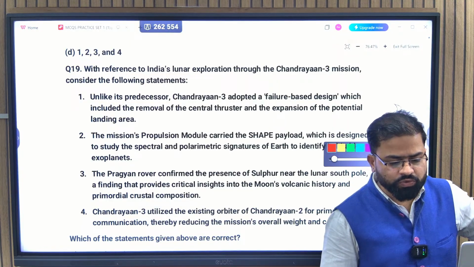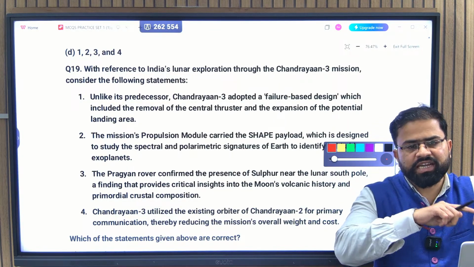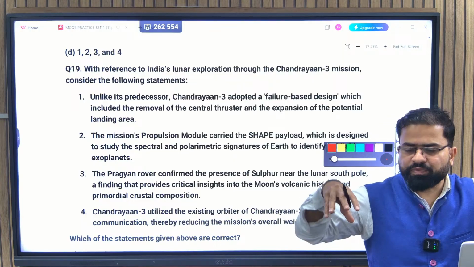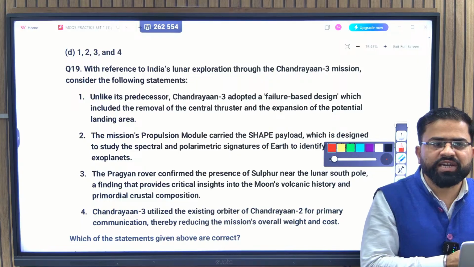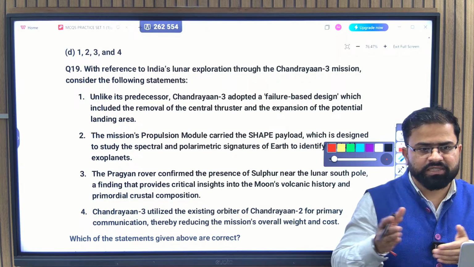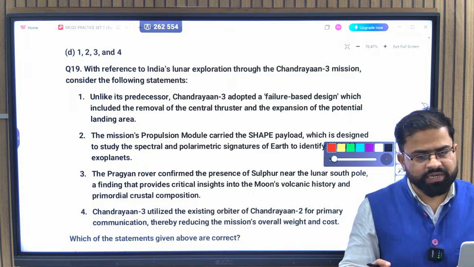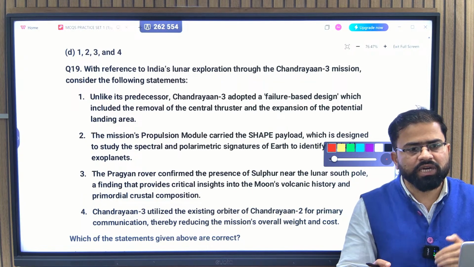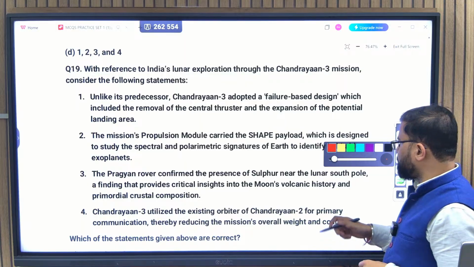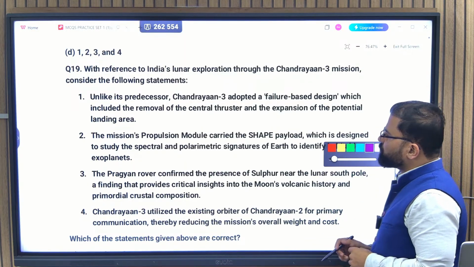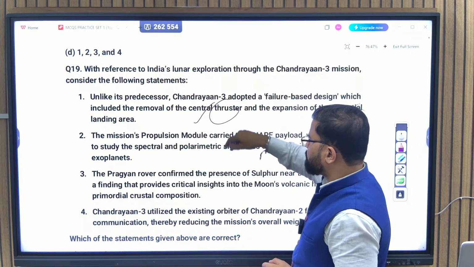For example, Chandrayaan-2 failed because its lander had 5 legs. So in Chandrayaan-3, we have what? The center leg is removed. Now it has 4 legs. Apart from that, the selected site was very small, 500 meters by 500 meters. But in Chandrayaan-3, the selected region was 4.5 by 2.5 kilometers in range. Apart from that, we have also reduced the descent speed, and because of that Chandrayaan-3 is called a failure-based approach, which included the removal of the central thruster and the expansion of the potential landing area. True.